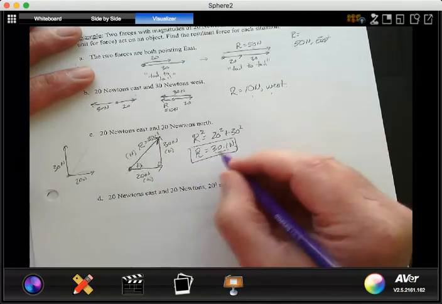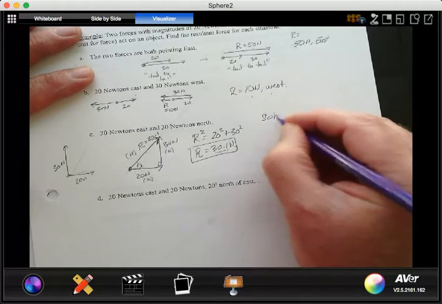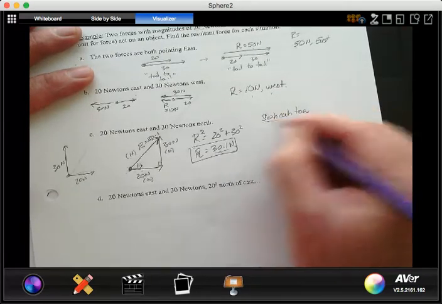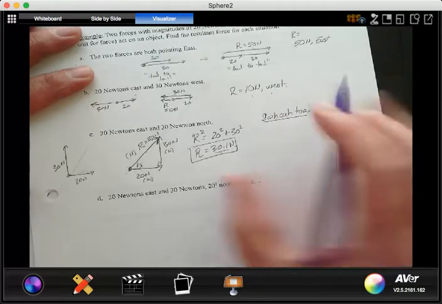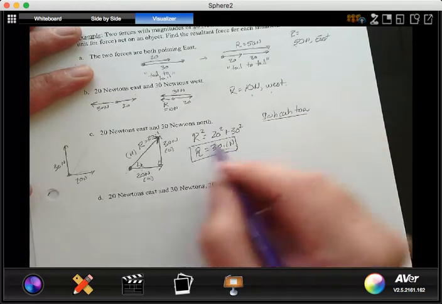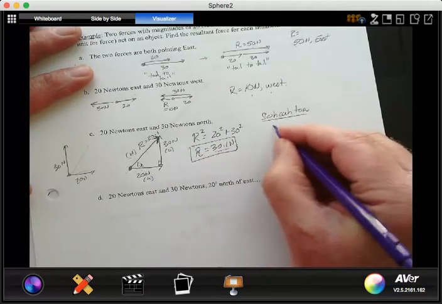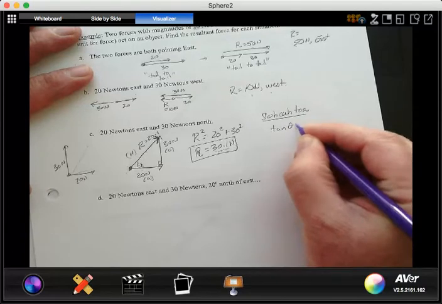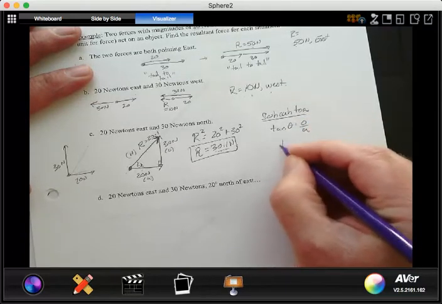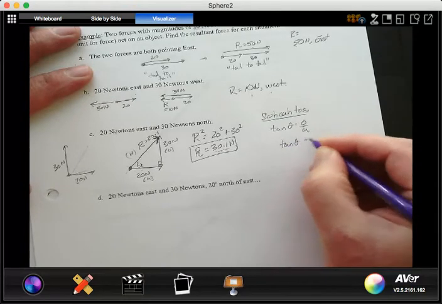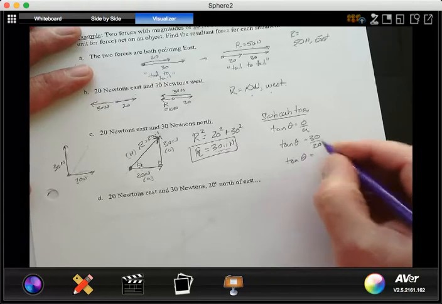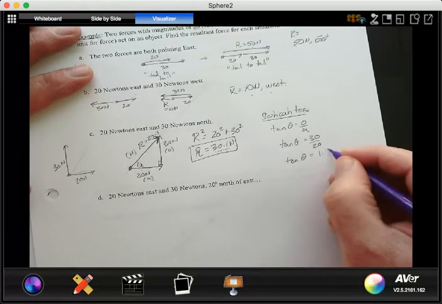So if I think of SOHCAHTOA, and again, you don't have to show all these steps, I probably won't after this. But if you're rusty on your trig and you have to write SOHCAHTOA down every time, feel free to do so. I have the opposite and adjacent, so tan of my angle is opposite over adjacent, TOA. So tan of my angle is equal to 30 over 20, which is 1.5.